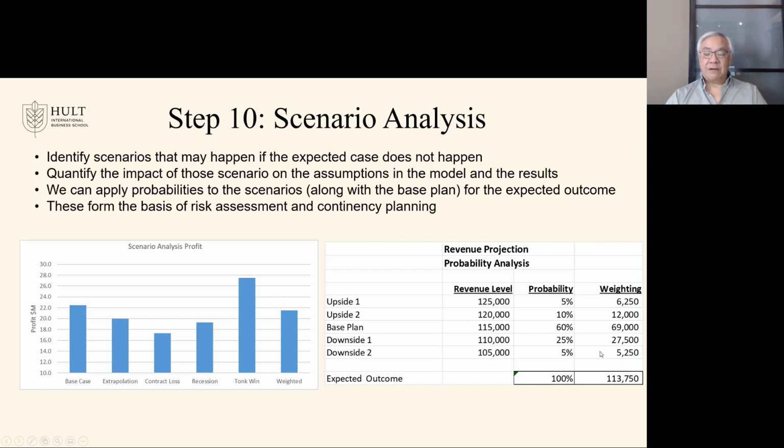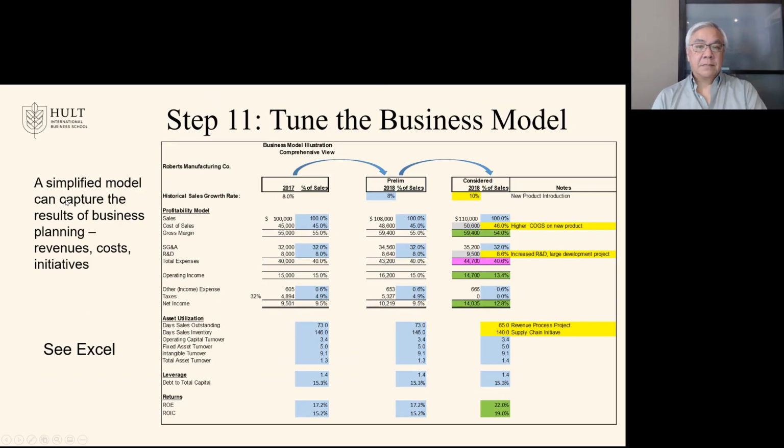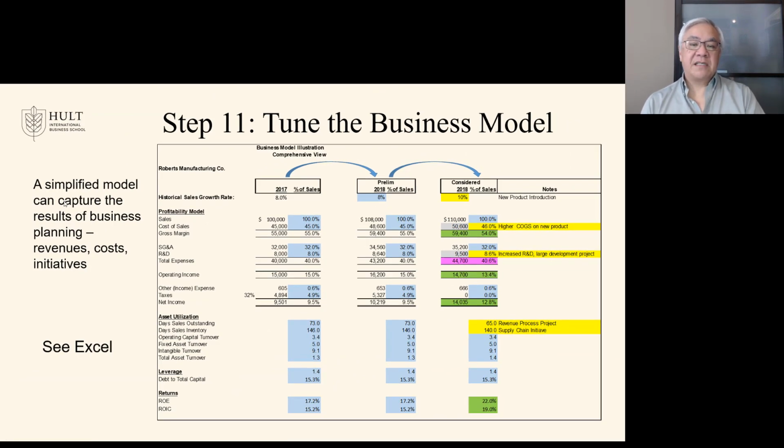When we do the expected value, then 113 is our expected value for revenues. Notice in this case that the downside scenarios outweigh the upside. Therefore, it pulls down from the expected level of base case, which was 115, down to 113. So if you were to say, what's our expected case? The answer would be 115. If you asked a different question, what's our expected value? That means you're weighing the probabilities. Then you would say 113,750.